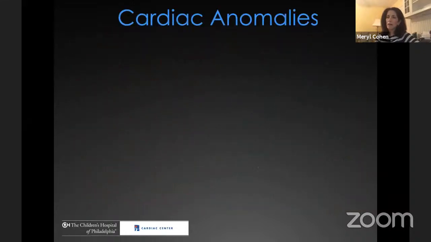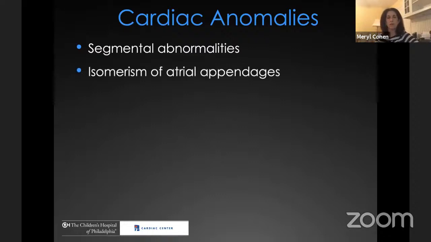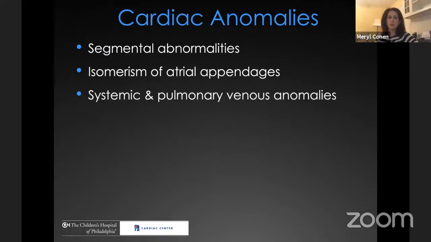There are many cardiac anomalies that go along with heterotaxy and isomerism, and it is quite a challenge for us from an echocardiographic standpoint, and thus it's very important to take a systematic approach. There can be segmental abnormalities. Those are the abnormalities of the atria, the ventricular looping, and the relationship of the great arteries. The isomerism of atrial appendages, which we mentioned earlier.